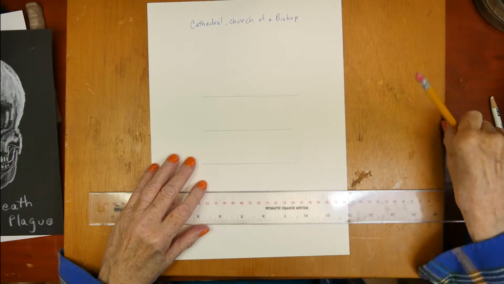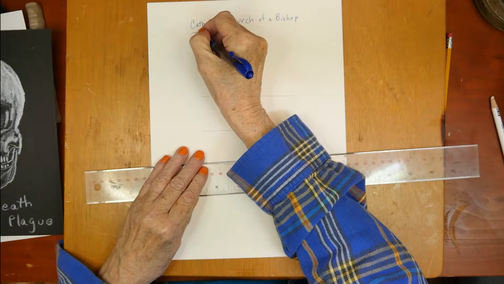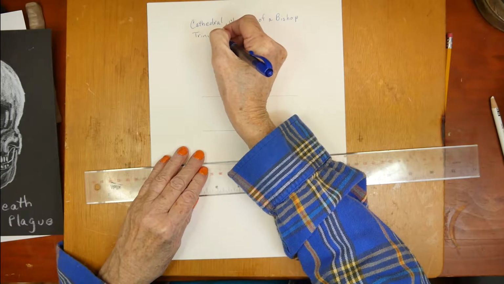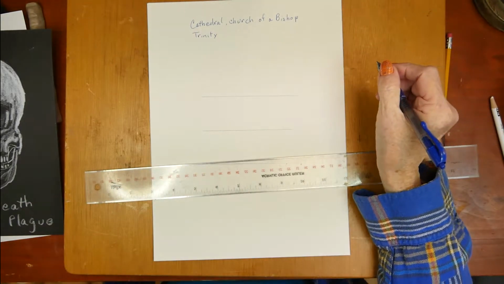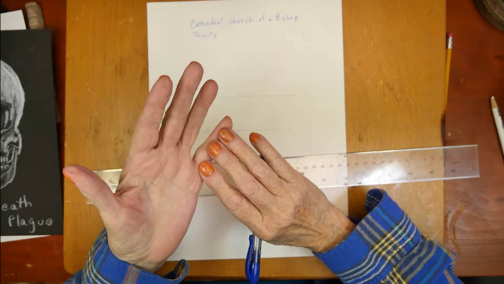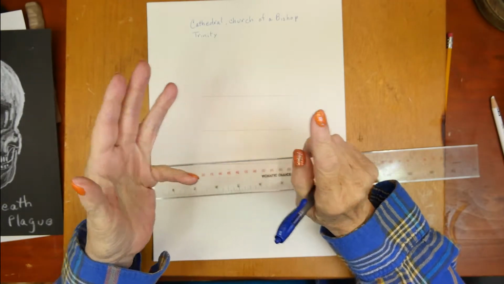I don't know if you know the word Trinity. If you don't, I would ask you to put it down here. Trinity means three. And in the Christian religion, there are three entities of God: God the Father, God the Son, and God the Holy Spirit.